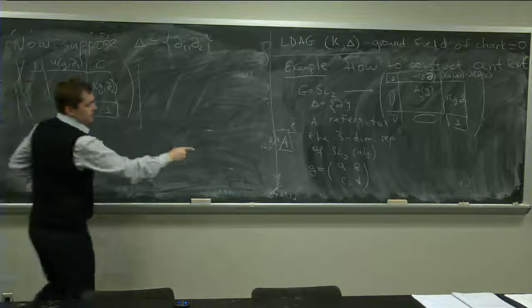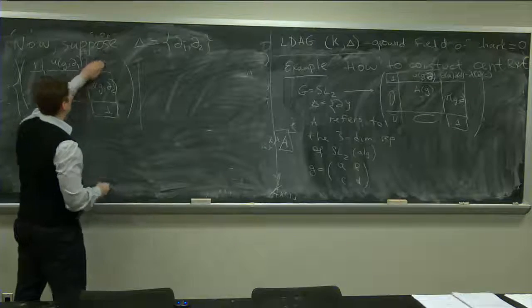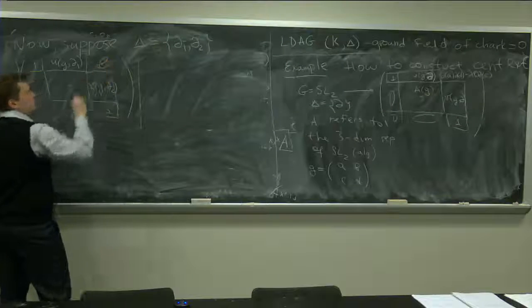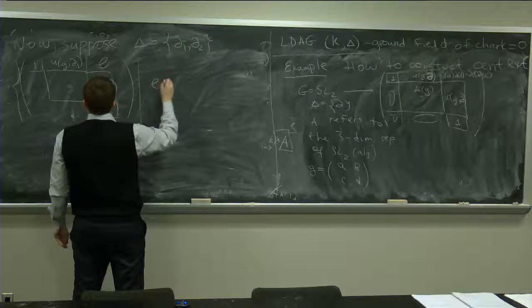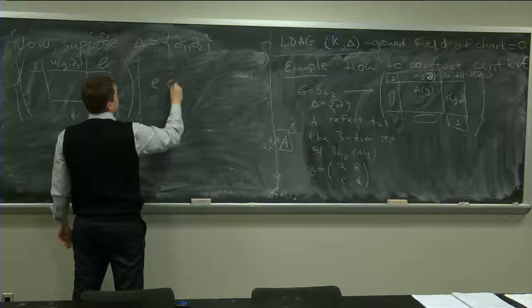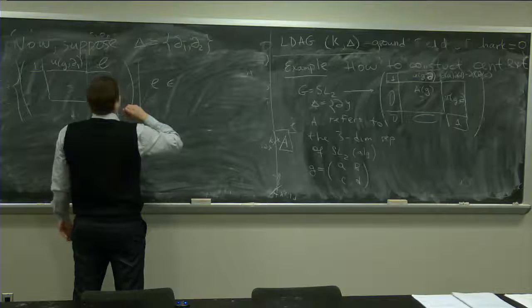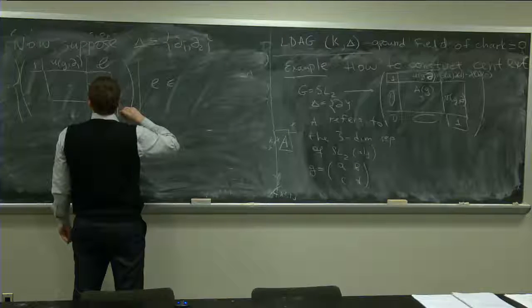C was from here. Okay, maybe I will put E. So E is any entry from U. E is any element, yes, with no restrictions. Where's E?